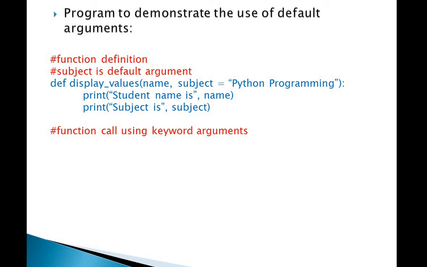Here, in case of default arguments, we are assigning a default value to our parameter, which is the parameter subject. Subject is called a default argument. It is having the default value Python programming. Now how can it be used? We make a call to the display values function, again with two parameters.